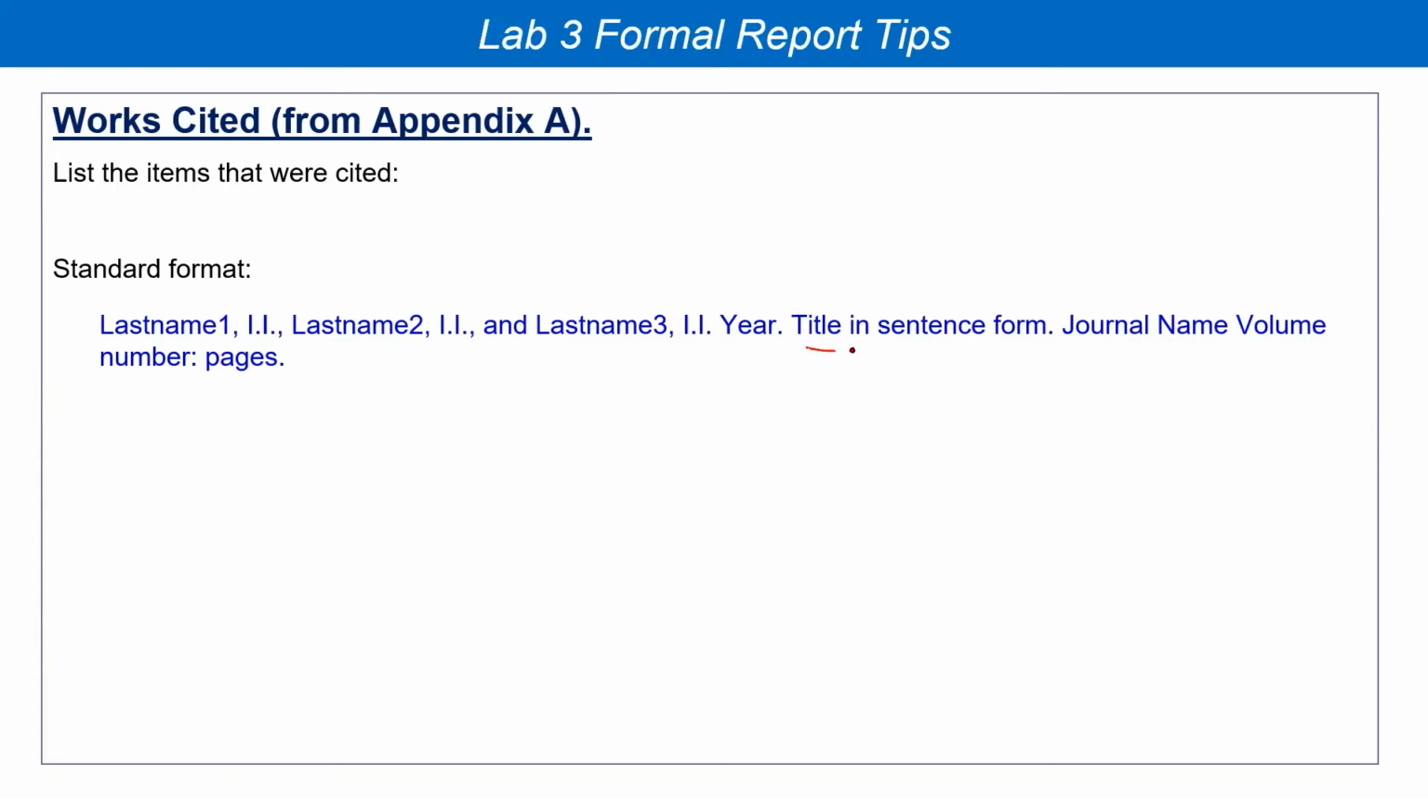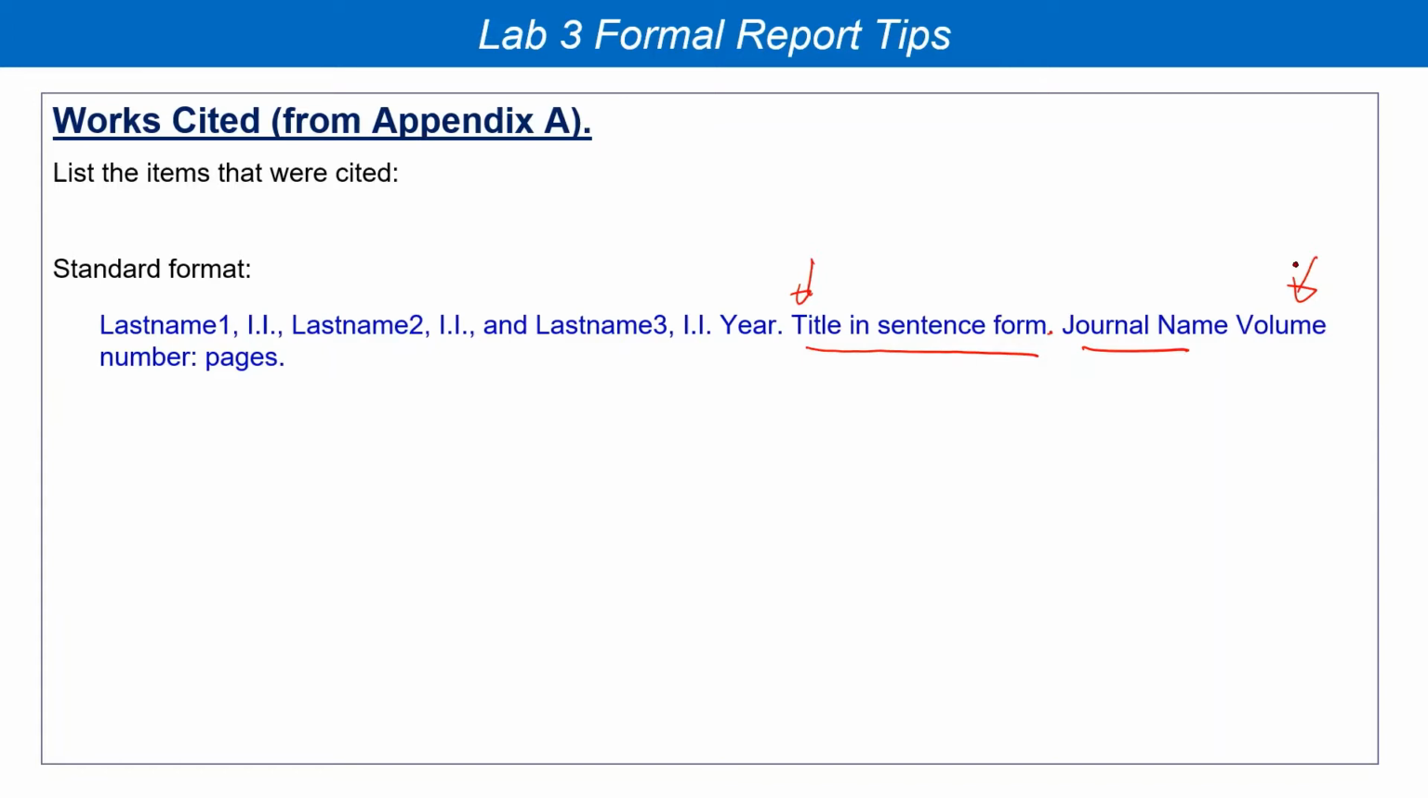The title is in sentence form, meaning that you start off with a capital and finish with a period, and everything is small letters in between. The exception is if you're using a proper name in there, it might have a capital letter. You're going to have the journal name, the volume number. The volume number should be in bold.